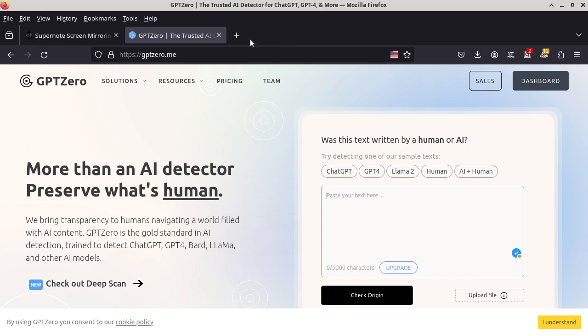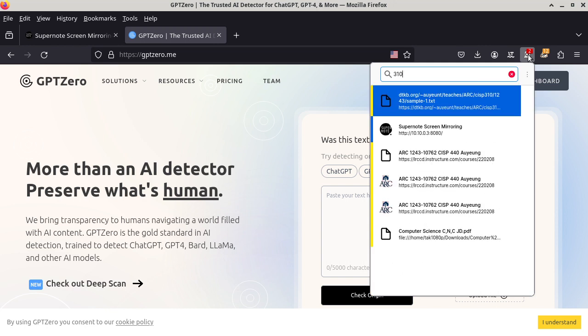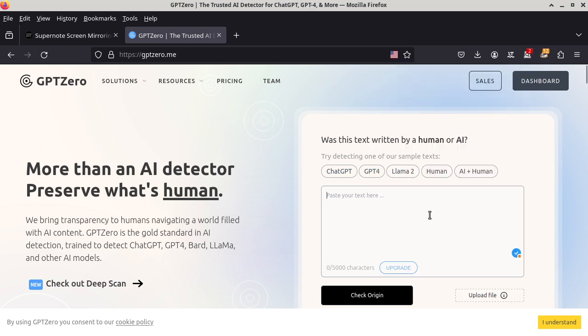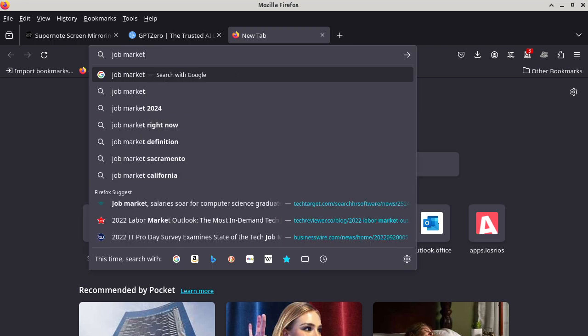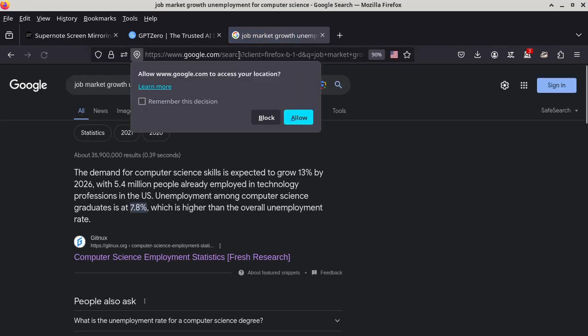Okay, since we are on this topic, I'm going to sidetrack just a little bit more. Yesterday in my lecture for CISP 310, I was sharing the statistics. Let me switch to my 310 notes here. I'm going to look at job market growth and unemployment for computer science. That should find the article that I was referring to. There we go. This is it.